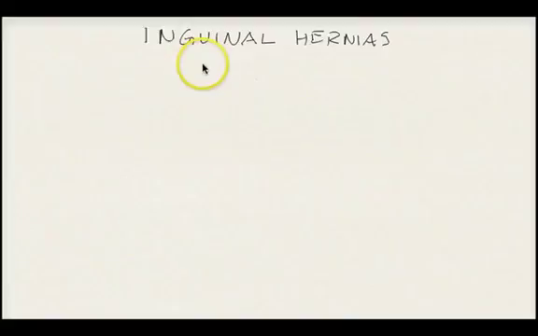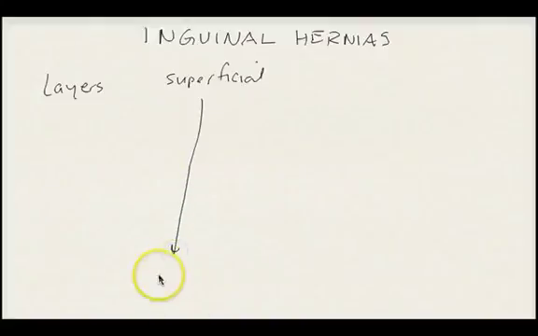Now let's discuss inguinal hernias. This is very high yield information, so it's important that we know everything we can. First things first, we want to go over the layers of the abdomen, or the abdominal layers. Now, from superficial to deep, it's important that we know exactly what we're dealing with.